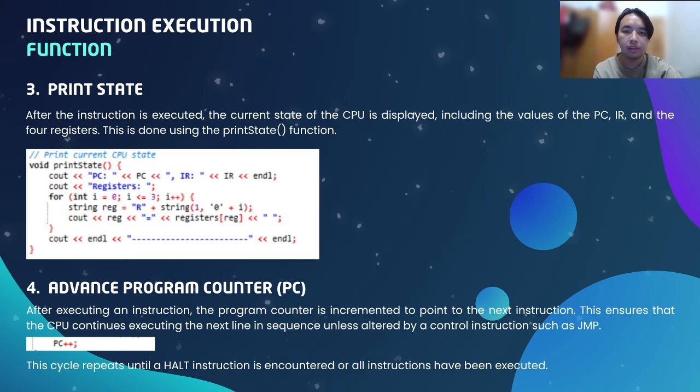And lastly, we have the advance program counter, PC. After executing an instruction, the program counter is incremented to point to the next instruction. This ensures that the CPU continues executing the next line in sequence, unless altered by a control instruction such as jump. And this cycle repeats until a halt instruction is encountered or all instructions have been executed.